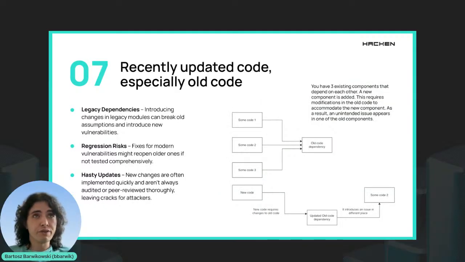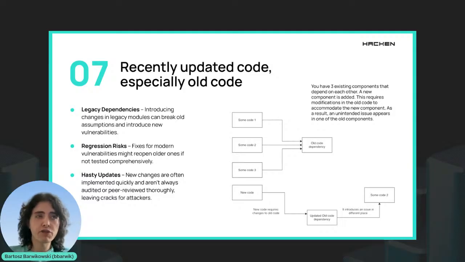Okay, next thing. Recently updated code, especially old code. A lot of teams are usually in a hurry to introduce some changes, and they often do it without a lot of tests, without checking how it changes all the existing code so far. So it's a very good place to look for issues, especially when I see that something was done in a hurry, it wasn't deleted or something. This is an obvious place to check.